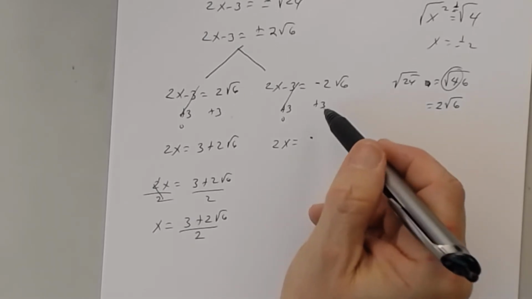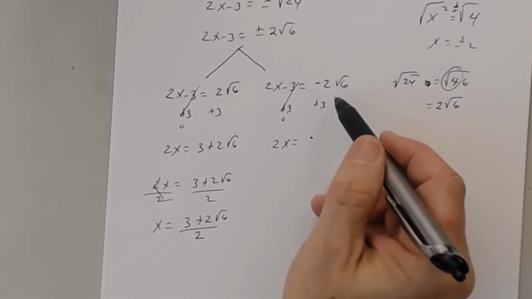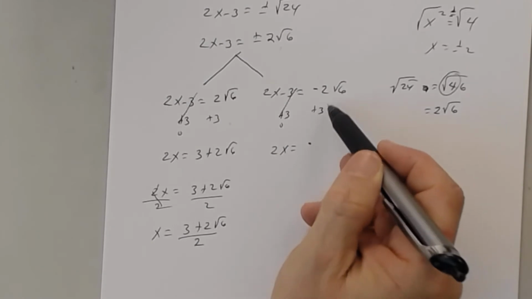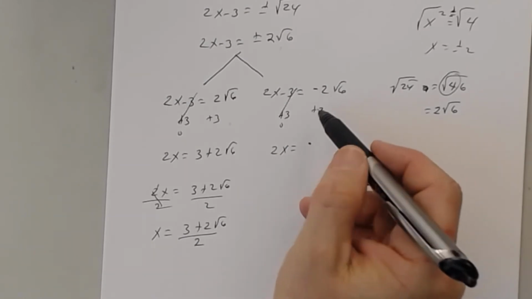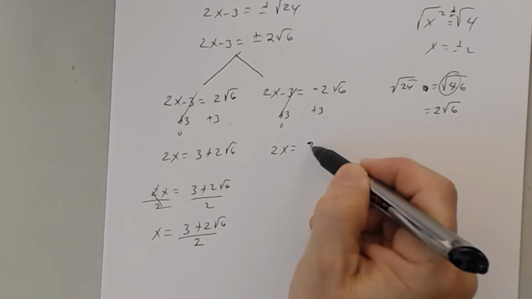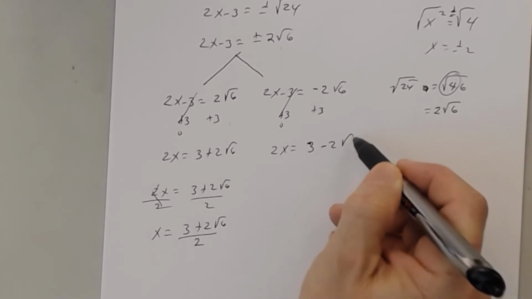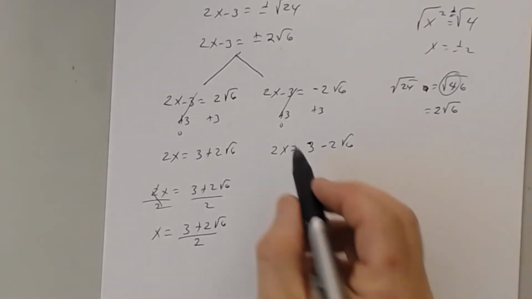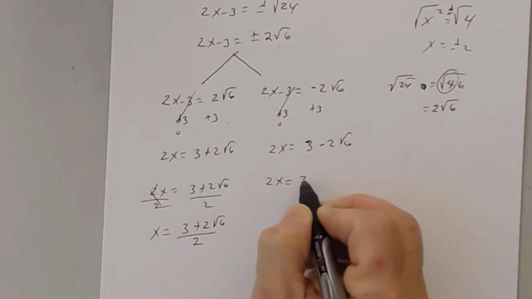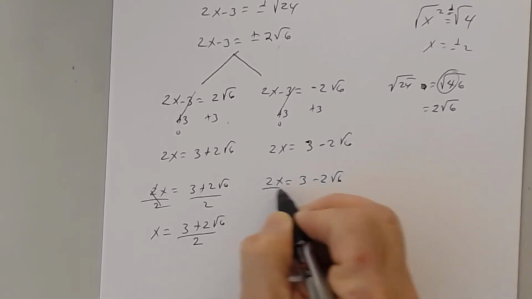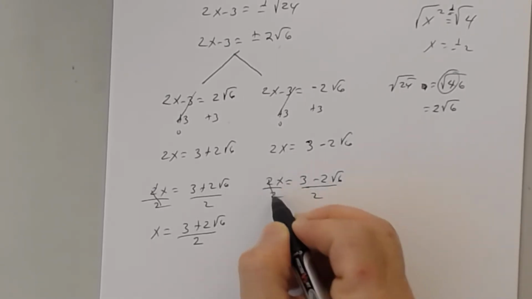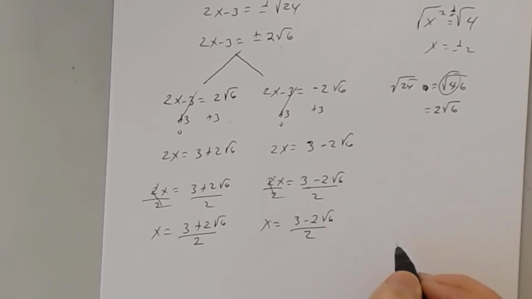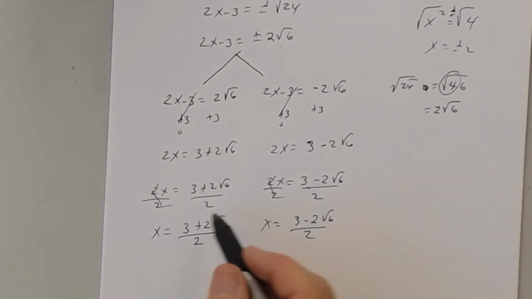Now, you see how I have that plus and minus right here? Always put that at the end. So don't say negative 2 square root of 6 plus 3. It's better to say what? Better say 3 minus 2 square root of 6. Okay? And now do what? Divide by 2. I'm going to go ahead and rewrite this over. And so I get x to be 3 minus 2 square root of 6 all over 2. So those are your two solutions.